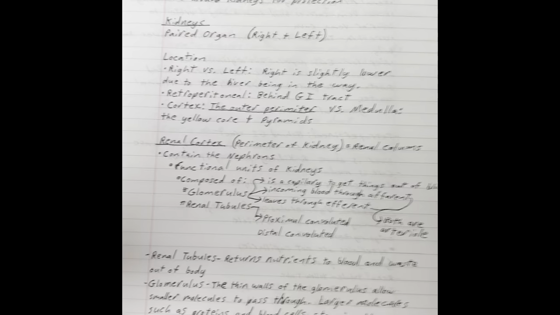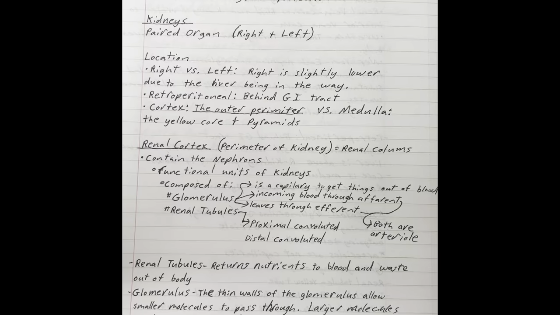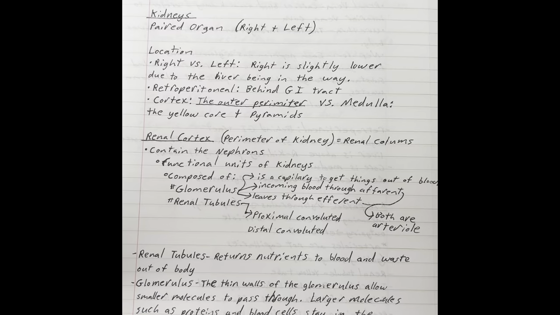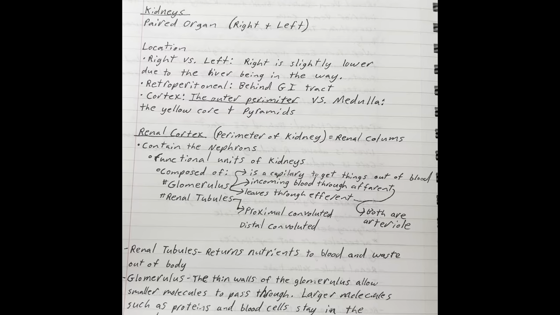Kidneys are paired organs, the right and left kidney. Location, right versus left: the right is slightly lower due to the liver being in the way.